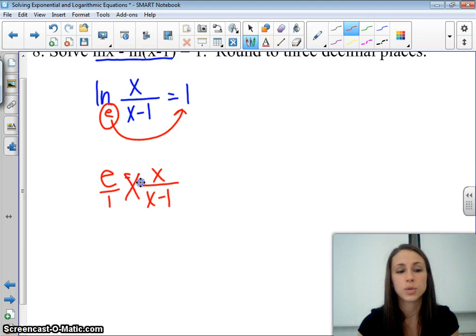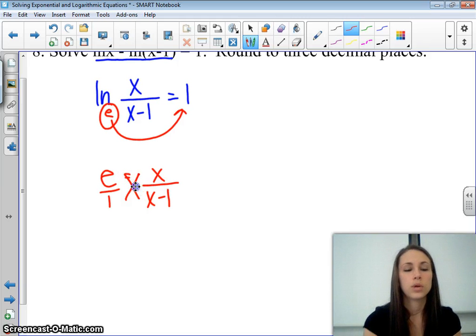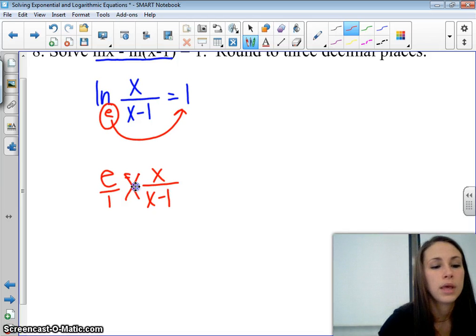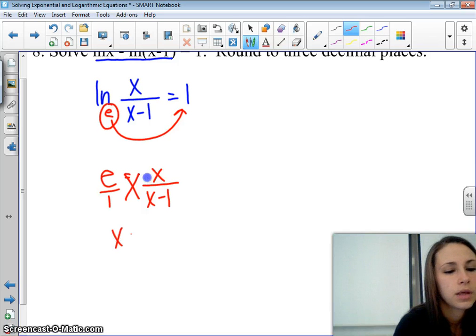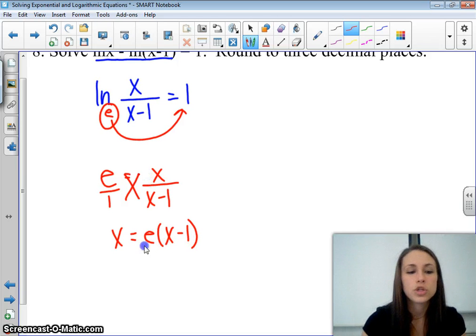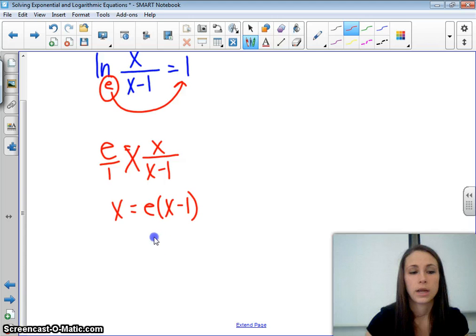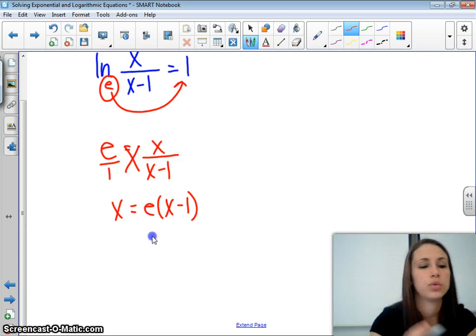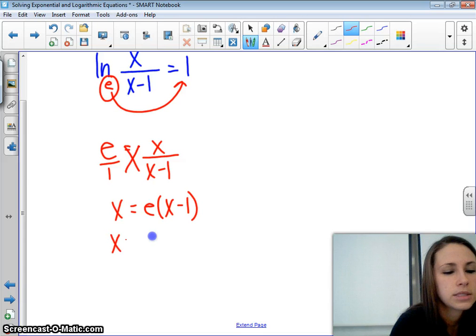And the reason I can cross multiply right here is because there's an equal there, okay? And so then when I cross multiply, I'm going to treat e just like it was any old other number. If I multiply this diagonal, 1 times x gives me x. And then if I multiply this diagonal, I'll have e times x minus 1. Now, what I would normally do if this was just a regular number right here is distribute that number to the x minus 1. So that's what I'm going to do with the e as well. So I'm going to have x equals ex minus e.